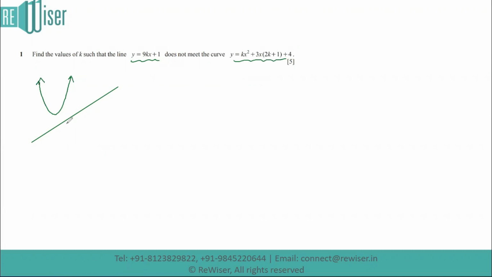So now the question talks about finding the values of k in such a way that this parabola and the straight line do not even touch each other. Whenever we say they do not touch, that means there will not be any intersection points. Whenever we solve these two equations, we should not get any intersection points. So how do we find the point of intersection if any two equations are given? We just have to equate them and simplify.